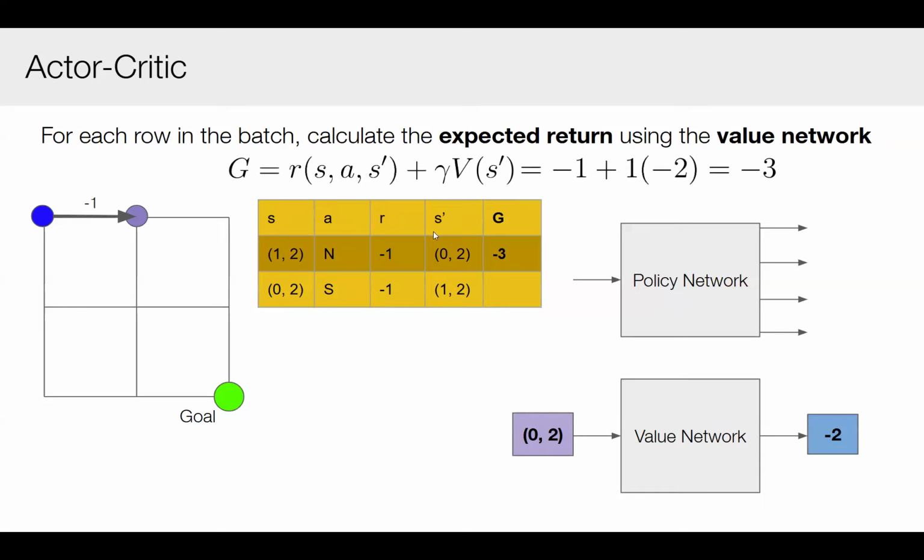So if we just go ahead and calculate that, that's going to be -1 plus gamma times V of S prime. If we pass S prime into our value network, we're gonna get -2. Again, let's just say that's what we've got. So this is what our return would come out to be, -3. Does this make sense? Cool. So just doing the same exact thing for the next row in our batch, I guess.